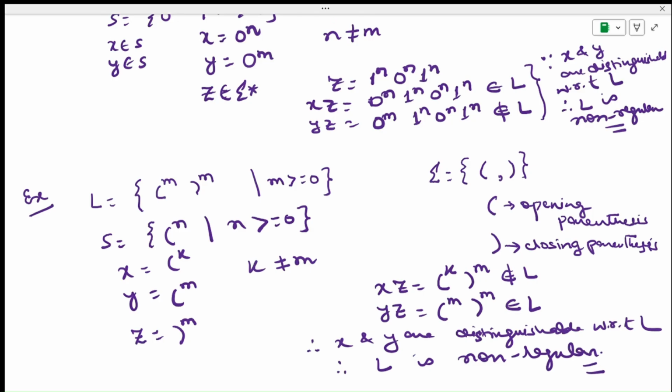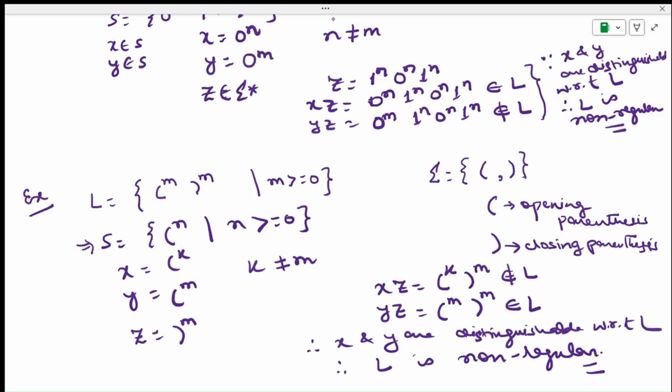I hope the concept of finding the non-regularity of the language using the Myhill-Nerode theorem is clear to all of you. The only aim is to try to find out the distinguishability of the strings. For that, I will repeat the process. First of all, seeing the language, find out the sigma. See the sigma, what are the symbols? Based on that sigma, find out the infinite subset of sigma star and then take out two strings from that set.